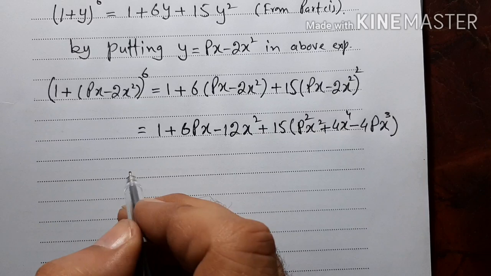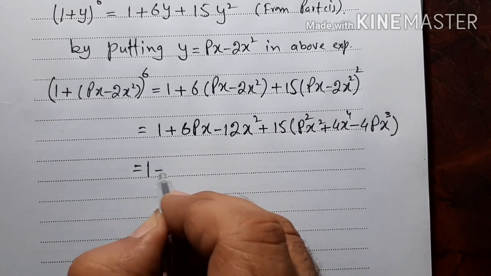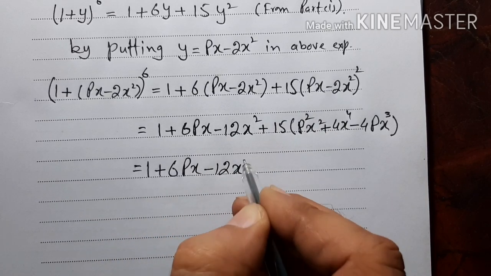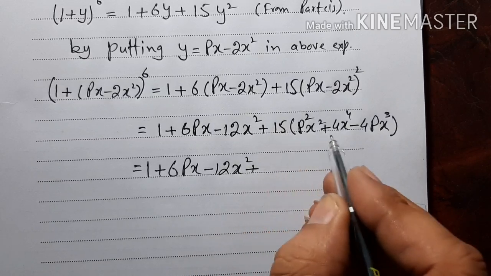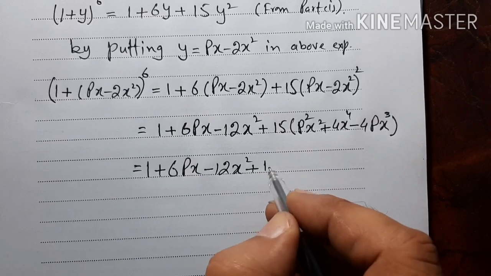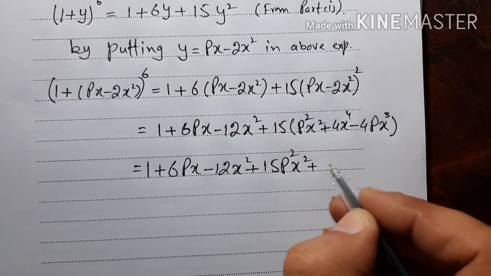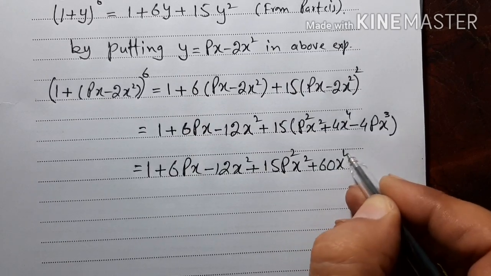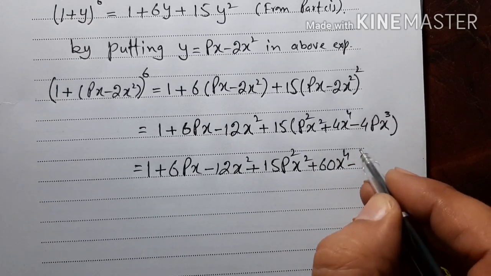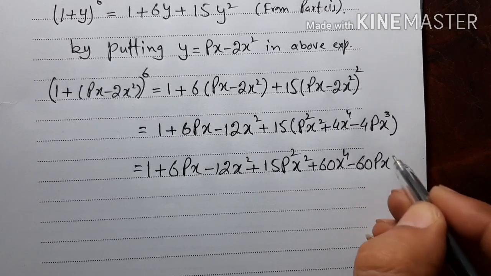So now this will be written as 1 plus 6px minus 12x square. I'll multiply by 15. The next expression will be 15p square x square plus 60x4 minus 60px cube.